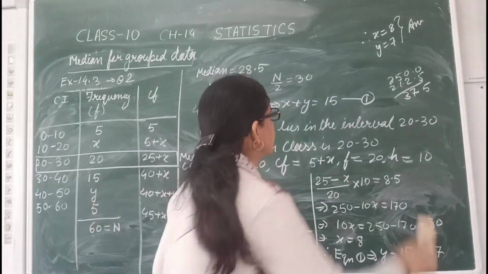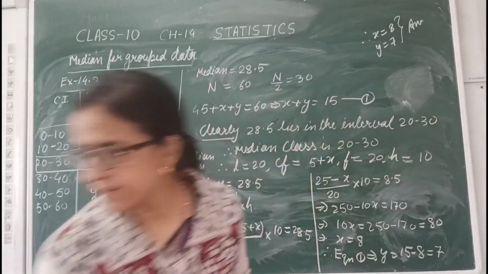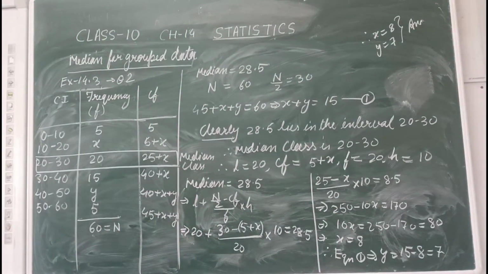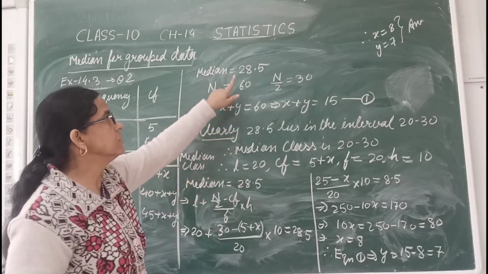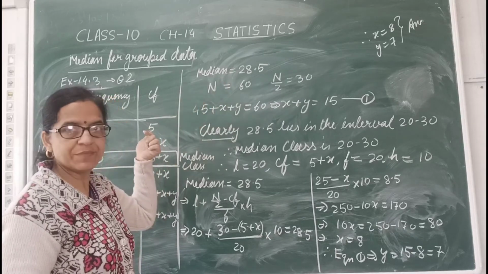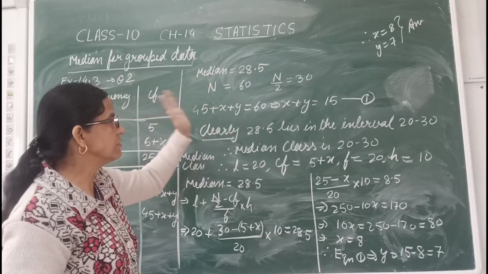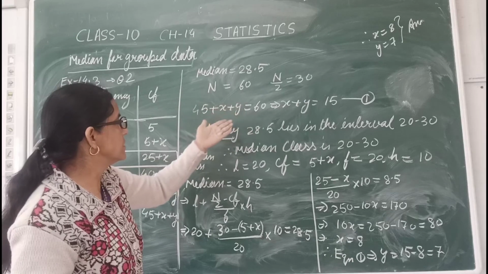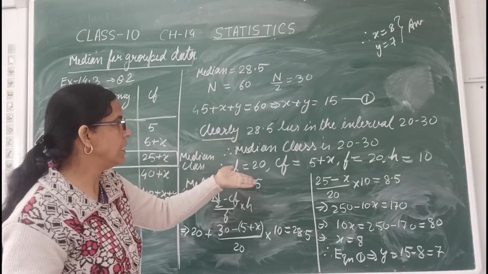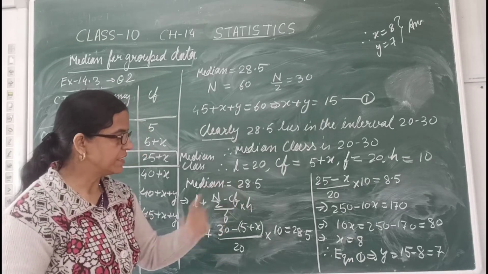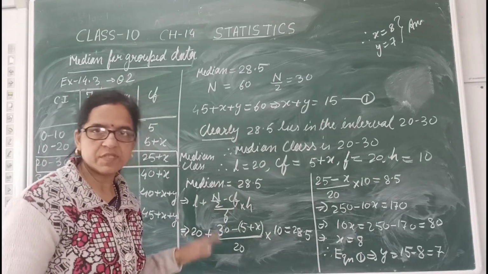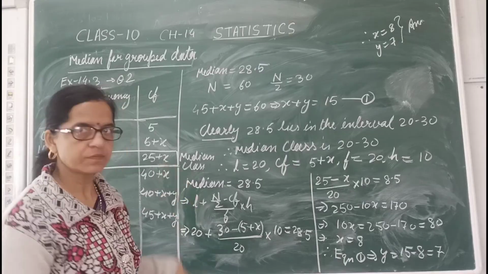So children, first let me see the answer as well. Question number 2. X is 8, y is 7. Yes, correct. So here also no confusion. From the value of median, we will be getting the median class. Once we get the median class, we will be getting the values of CF, L, F and H, and by substitution of the values we will be getting the unknown frequencies which are being asked in the question.